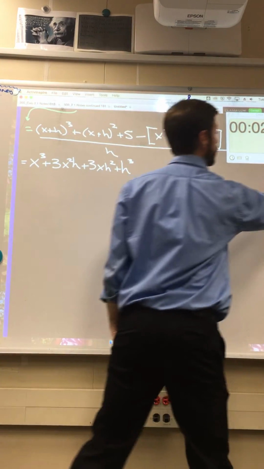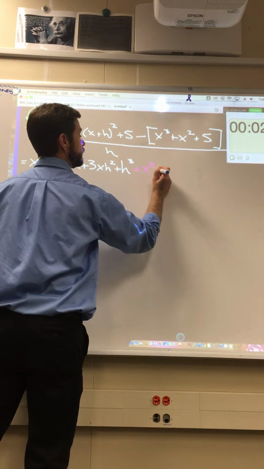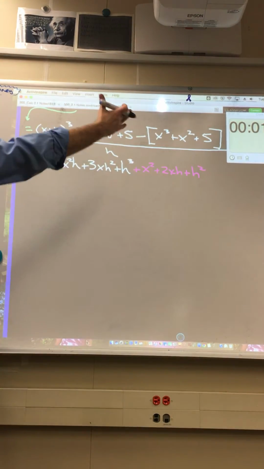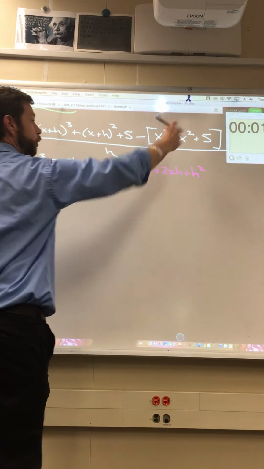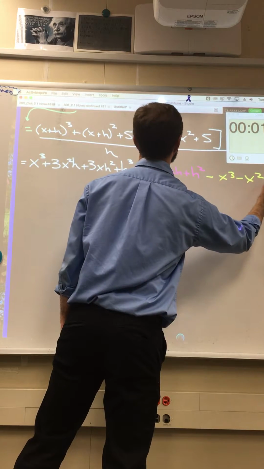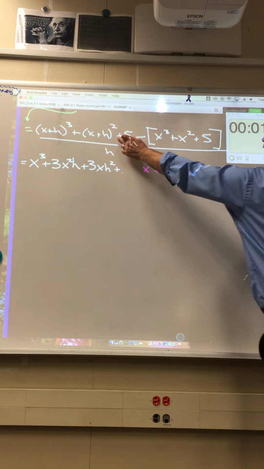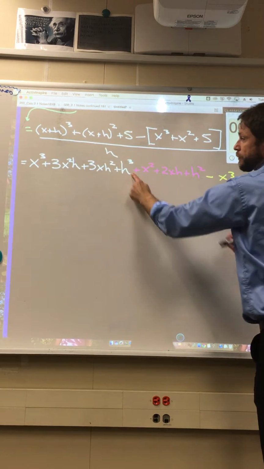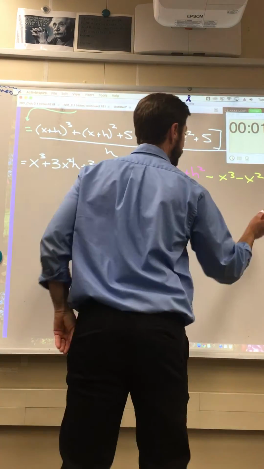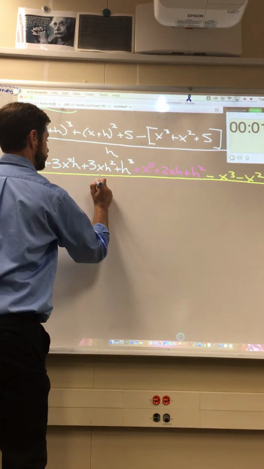So I'm going to add to that. Let's change color so you can see what I'm doing. I'm going to do first term squared, 2 times the product, last term squared. And then I'm going to subtract from it all of the other remaining terms: x cubed minus x squared plus 5, and then I've got my minus 5 plus 5. I can put that here, plus 5, and then I'm going to subtract 5. Then divide all of that by h.